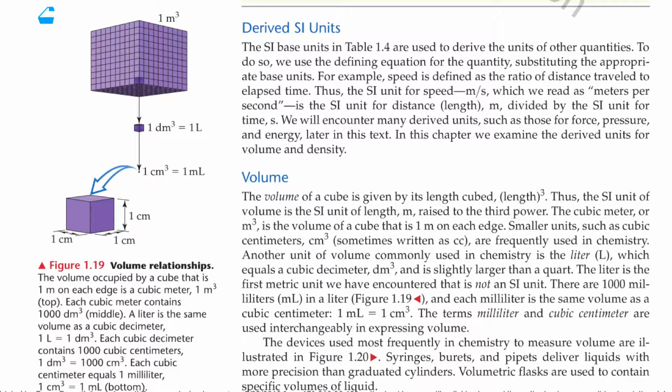Figure 1.19, Volume relationships. The volume occupied by a cube that is 1 meter on each edge is a cubic meter. Each cubic meter contains 1,000 cubic decimeters. A liter is the same as a cubic decimeter. Each cubic decimeter contains 1,000 cubic centimeters, and each cubic centimeter equals 1 milliliter.